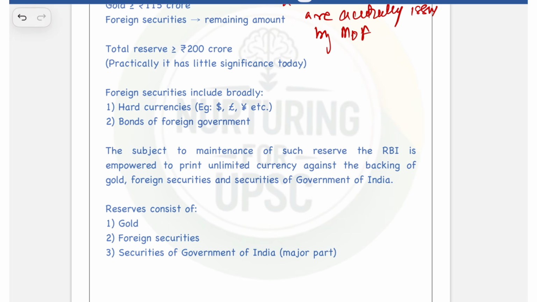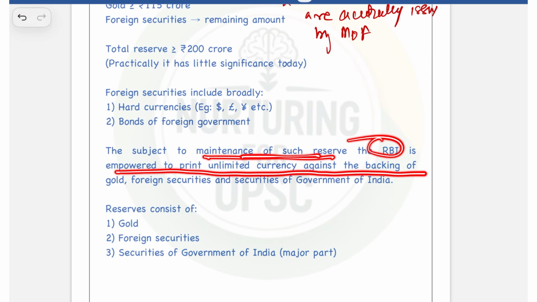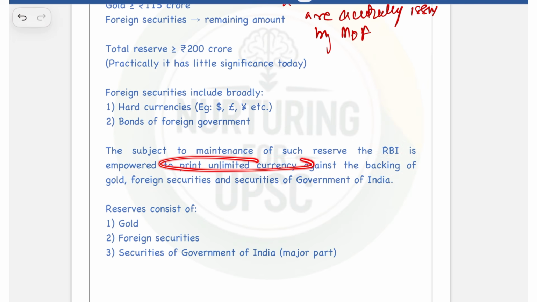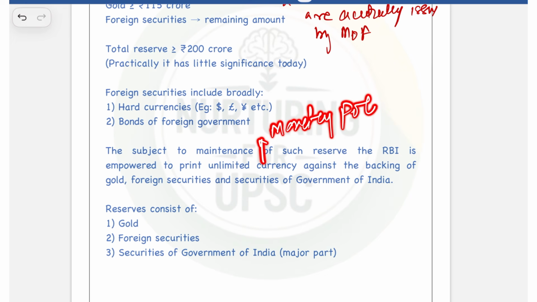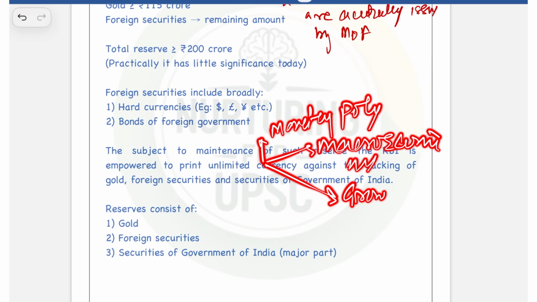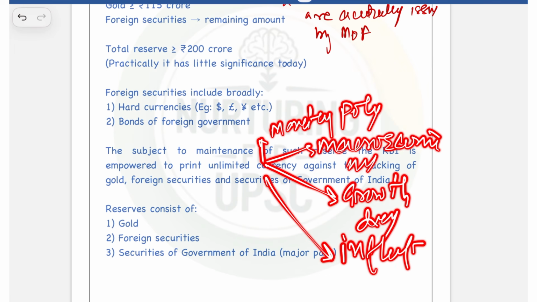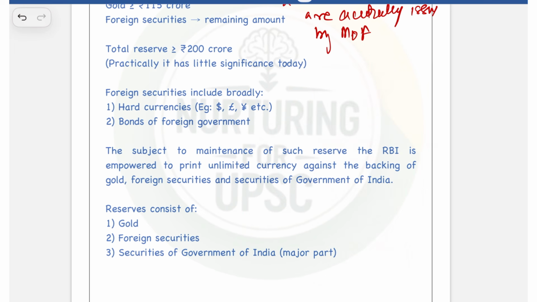Another thing is that, subject to maintenance of such reserves, the RBI is empowered to print unlimited currency against backing of gold, foreign securities, and securities of the government of India. So RBI is actually empowered to print unlimited money, but depending upon whatever monetary policy it has, whatever macroeconomic measures there are, and what sort of growth, development, and inflation trajectories there are, RBI takes into account what to do and what not to do.